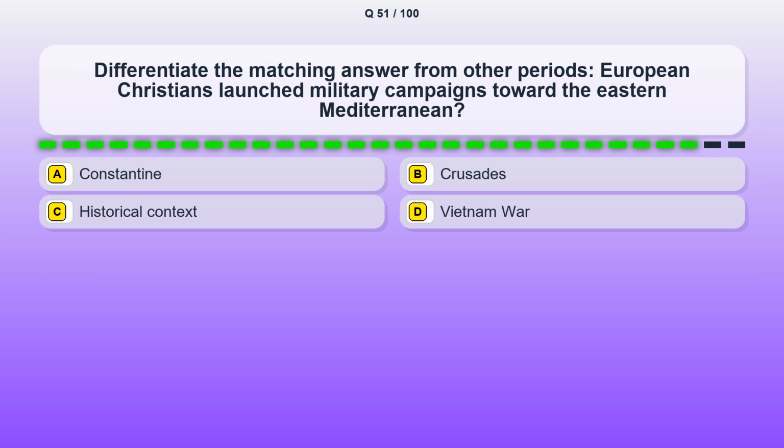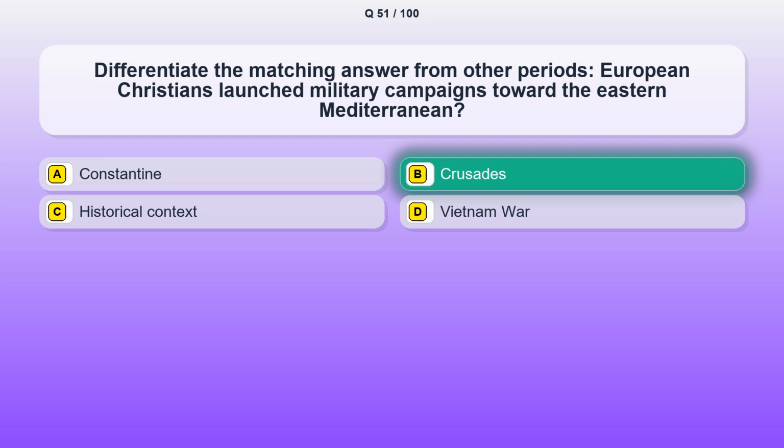Question 51. Differentiate the matching answer from other periods. European Christians launched military campaigns toward the Eastern Mediterranean. Option A, Constantine. Option B, Crusades. Option C, historical context. Option D, Vietnam War.